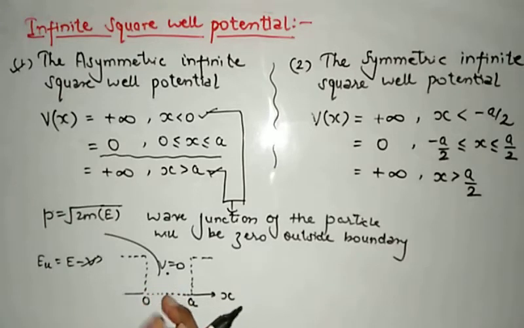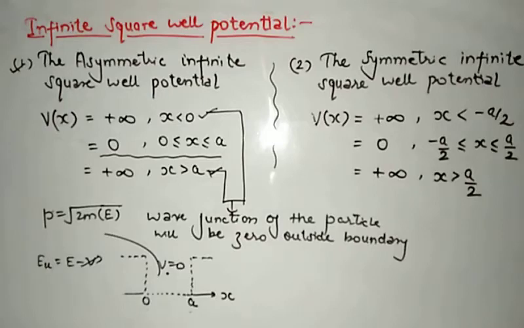Quantum mechanically, we will see that this bound state, that is a particle, will have only discrete energy levels as well as non-degenerate, that is there will be only one function corresponding to each energy level.